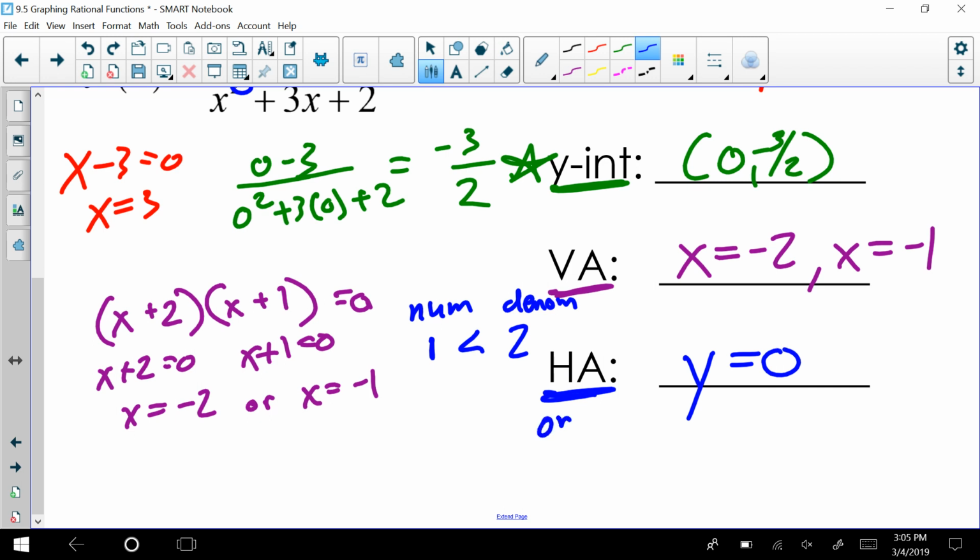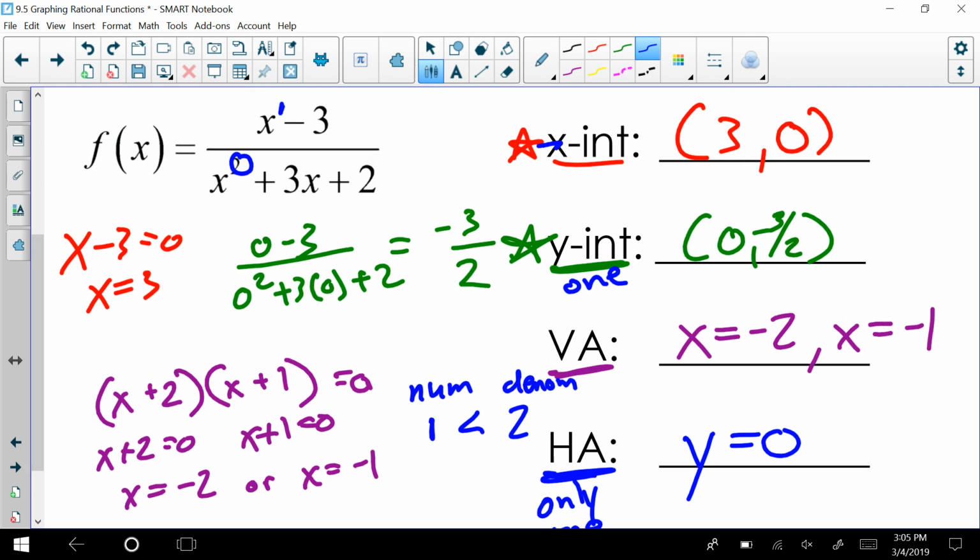Okay, I should only have one. I should only ever have one horizontal asymptote. I should only ever have one y-intercept. But that means that these other ones, right, I can have multiple x-intercepts and multiple vertical asymptotes.